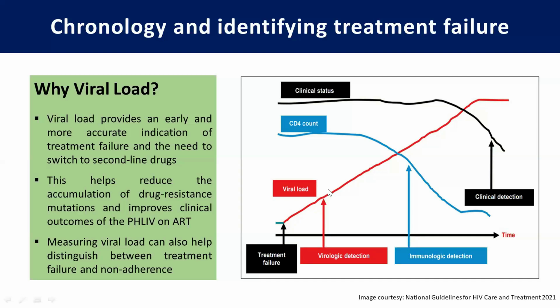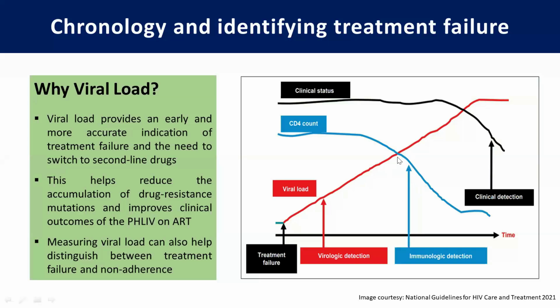And after that, once the viral load builds up and becomes very high, at that time the CD4 is still normal and it is still maintained. And now when the viral load is very high, the CD4 starts falling. So there is a lot of lag. You can see so much of lag between the immunological failure, that is low CD4 count, and virological failure. So there is a time which has gone.